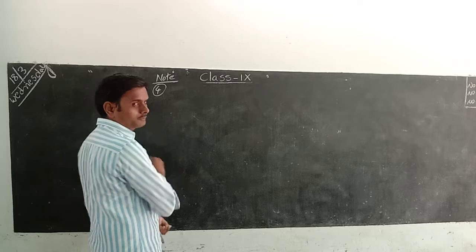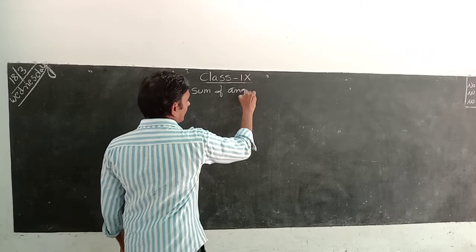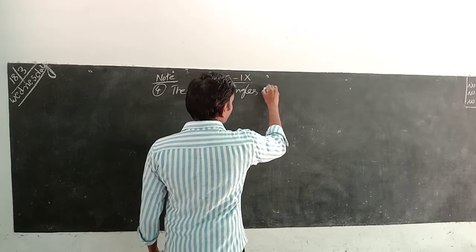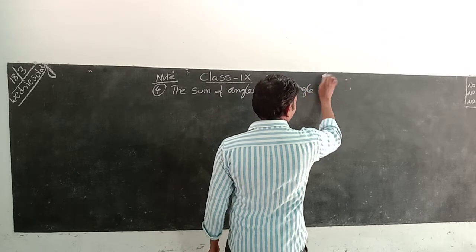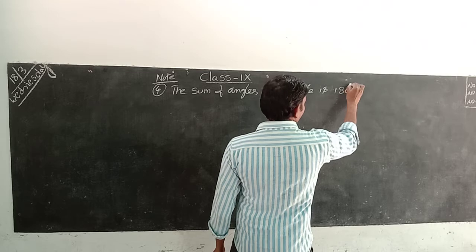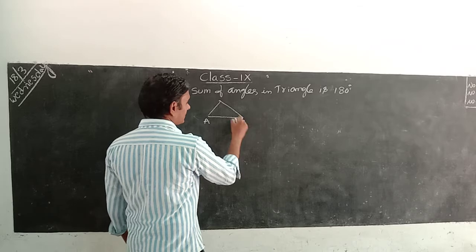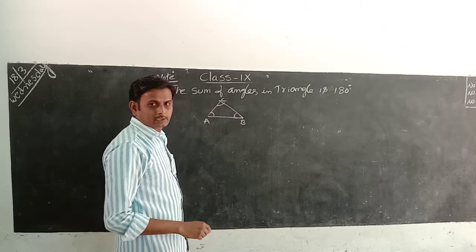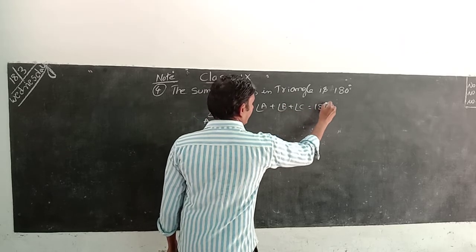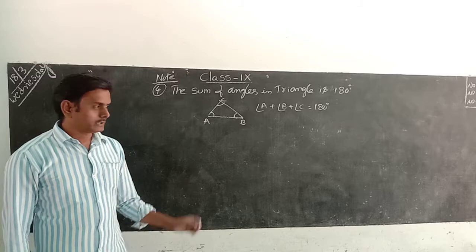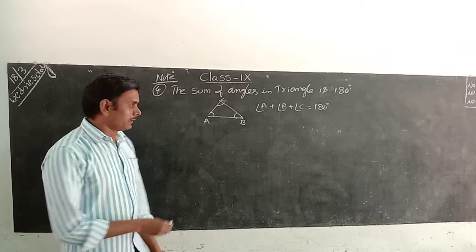What is the fourth one? The sum of angles in a triangle equal how much? 180 degrees. If we take any triangle, triangle ABC here, by adding these three angles, angle A plus angle B plus angle C equal to 180 degrees. Compulsorily, if you say that is a triangle, it means the three angles sum should be 180 degrees.